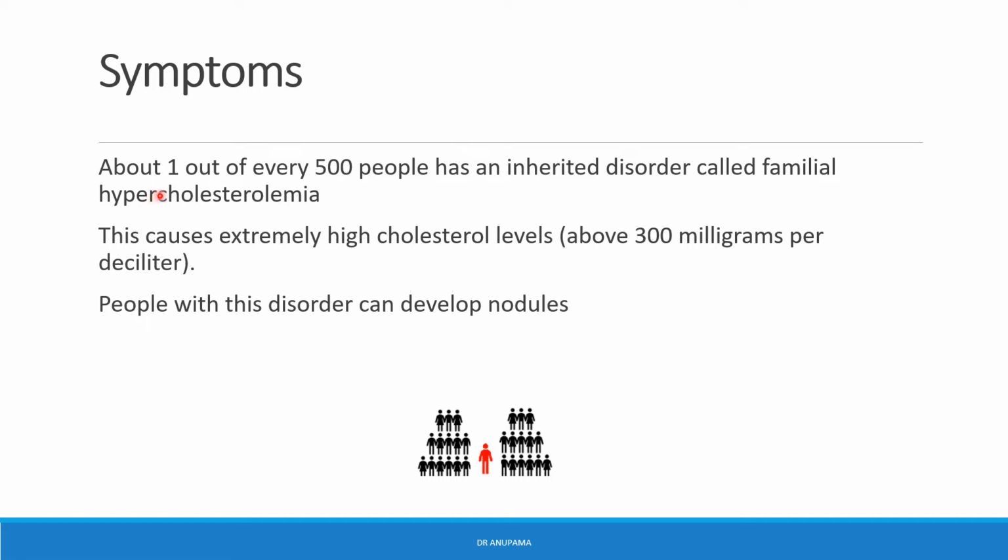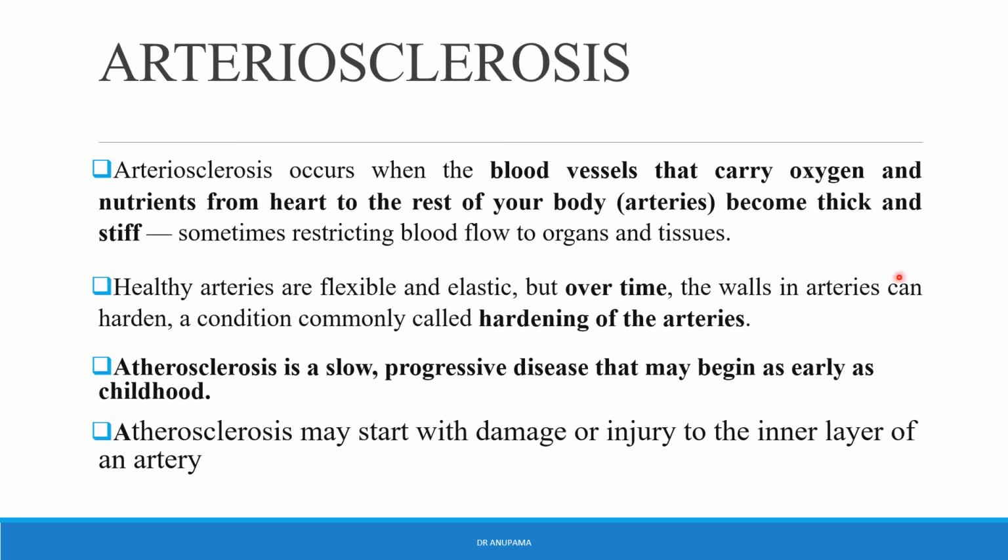About 1 out of 500 people have this inherited disorder, which is called familial hypercholesterolemia. This causes extremely high cholesterol levels that will be around 300 milligrams per deciliter or above. People with this disorder can develop nodules too.